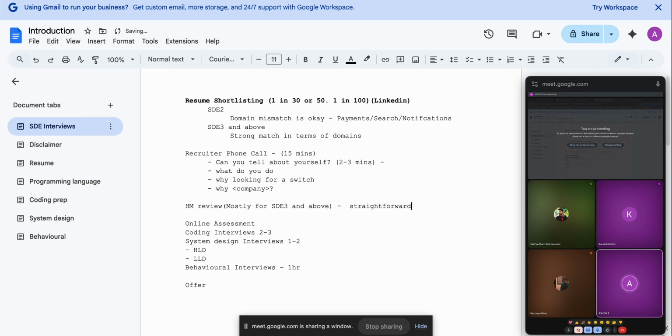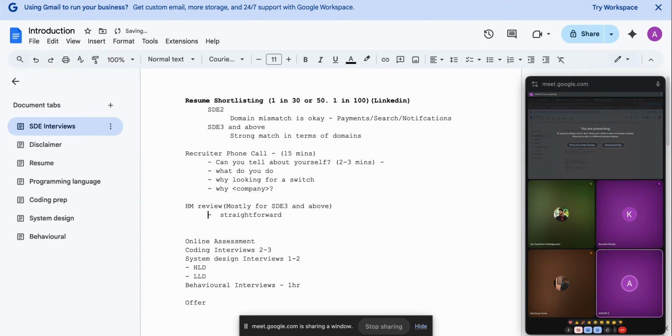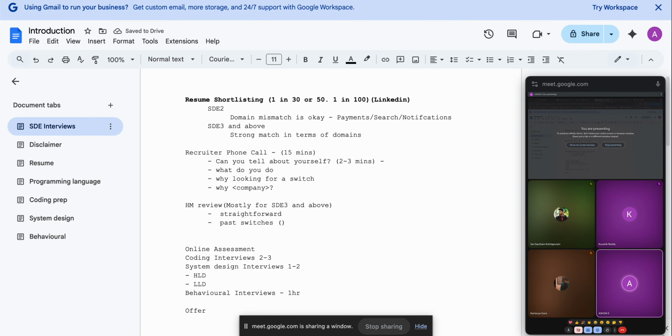There should not be any hurdle. The only drawback I have seen is HMs are very selective about people's past experience, as in they look for your past switches, right? So this is where most people get rejections, because they have frequent job switches.